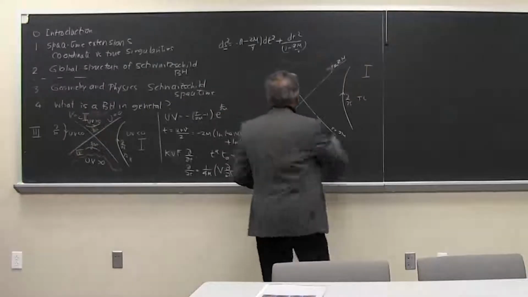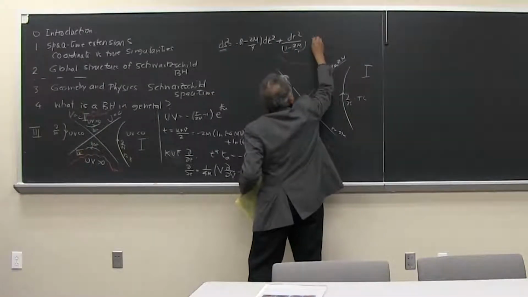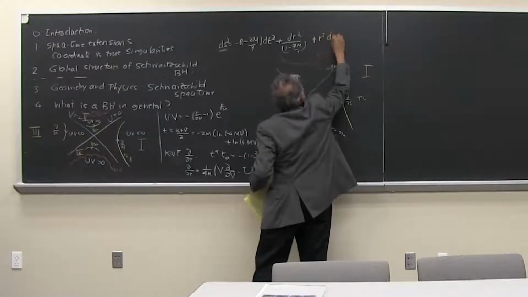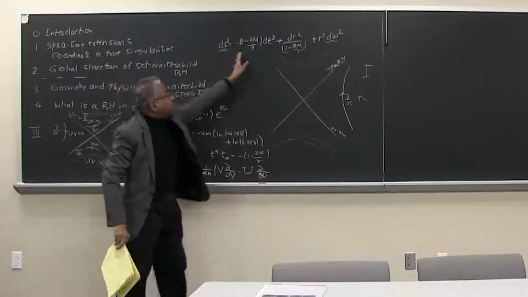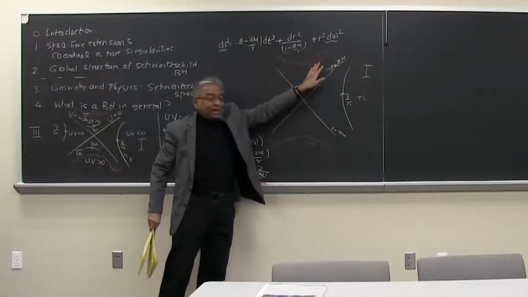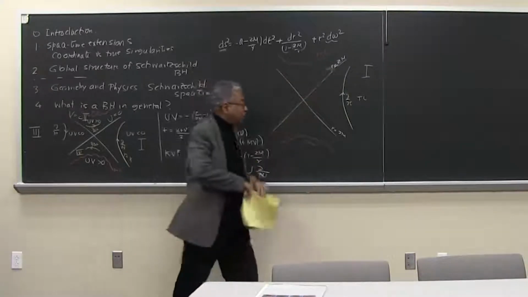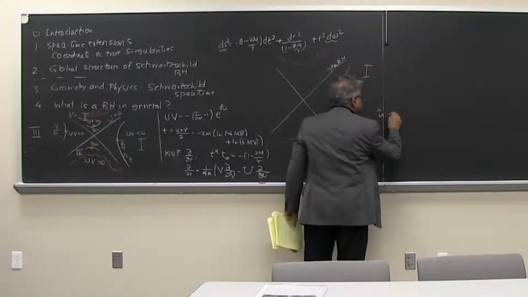So, as r goes to infinity, maybe I should write down the full metric just for the sake of completeness. So these are the angular coordinates up here. As r goes to infinity, clearly these terms become negligible, and therefore the metric looks like the Minkowski metric. So there's no problem. If you go up here in this direction, the metric tends to the Minkowski metric.